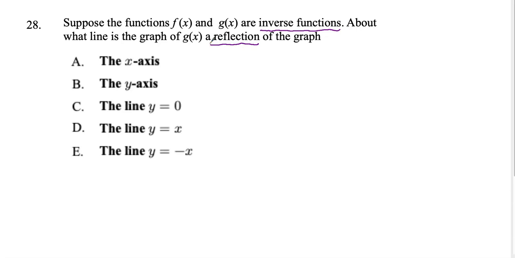When one function is an inverse of another function, it is always reflected over the line y equals x. That's something if you can remember, you can answer a question like this real easily. Whenever you have inverse functions, or let's just say graphs, not all graphs are functions, but if you have inverse graphs that are functions, the reflection will always be over the line y equals x, which is going to be D.